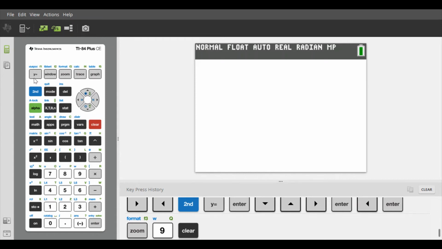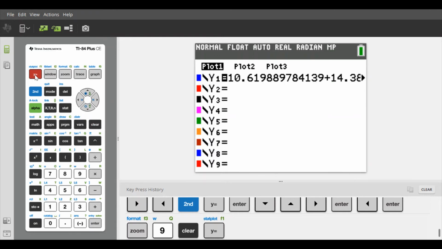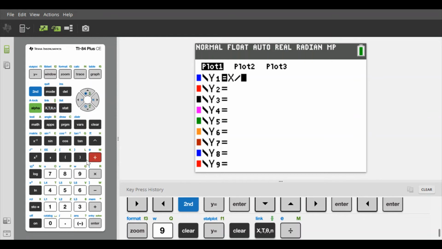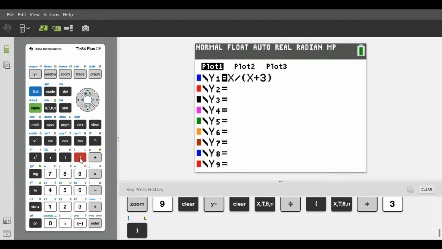Alright, so we're over here on the TI-84. I'm going to go to y equals, clear out anything that's in there, and our function was x divided by x plus 3. Now I have to put that x plus 3 in parentheses because that entire thing is in the denominator. If you don't, you'll wind up with something that won't even look right.